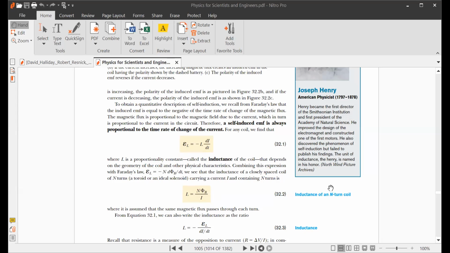Can you answer my question? What if I replace this I with the DC current? You see this 32.1. What happens if I replace it with this DC current?